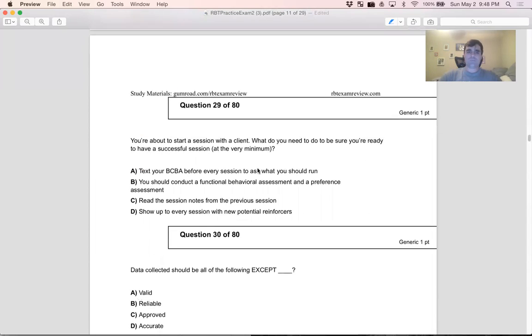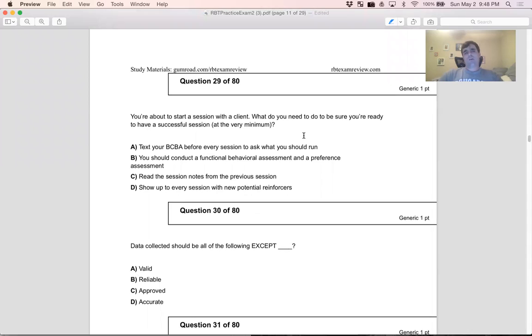Okay. All right. 29. You're about to start a session with a client. What do you need to do to be sure you're ready to have a successful session at the very minimum? Okay. So you're going to session, right? You're either driving in your car, or you're about to arrive at session. You're not at session yet. Okay. You haven't gotten to the house or the clinic yet. What do you need to do at the very minimum?